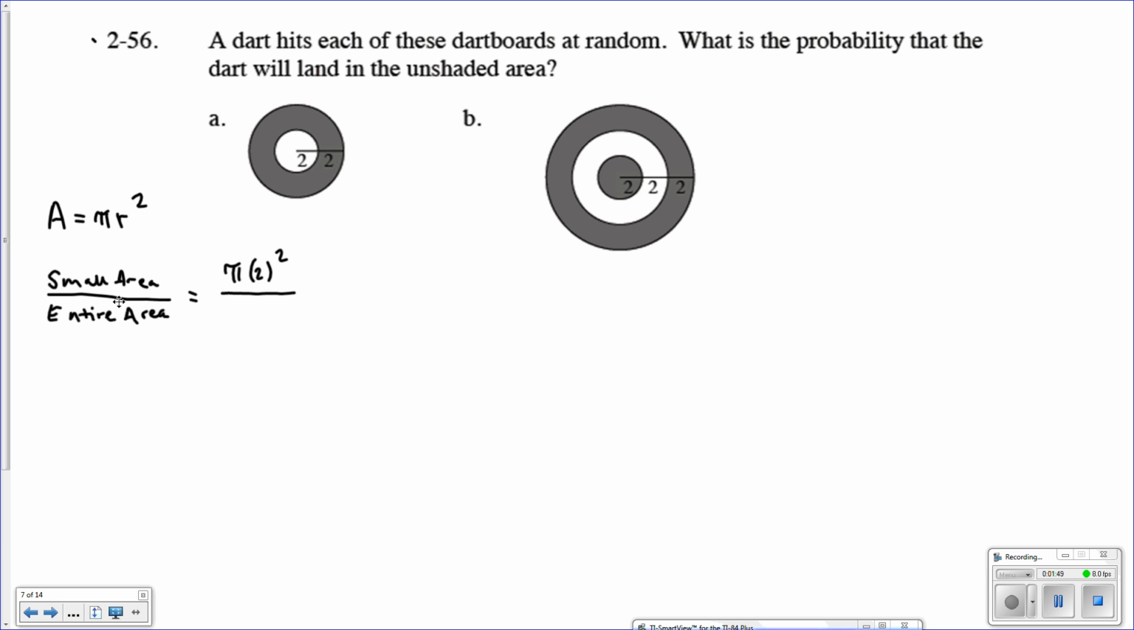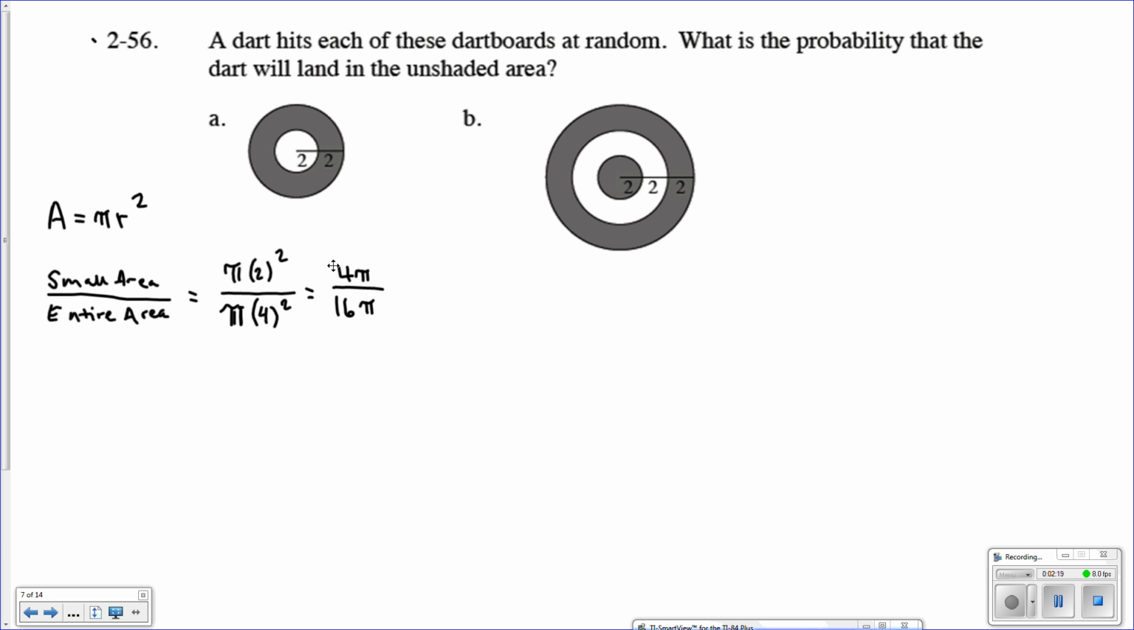And the area of the entire board here has a radius of 4, so we're going to have pi times 4 squared. Sorry, my pi's aren't looking real sharp there. In which case we get 4 times pi on top, because 2 squared is 4, times pi is 4 pi. And on the bottom, 4 squared is 16, times pi gives us 16 pi.